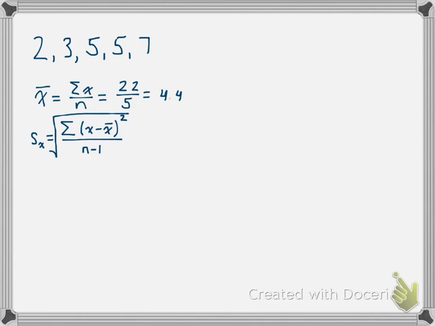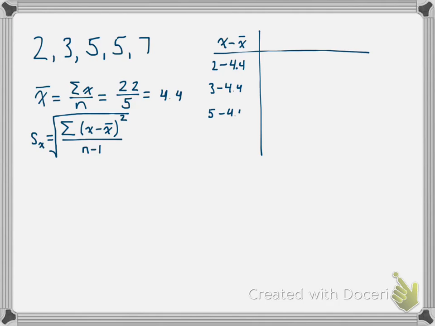So in order to do this, I find it's often helpful to make a bit of a table. I'm going to have the first column be my x minus x bar. The first data value we have is 2. We're going to do 2 minus 4.4. We're going to do 3 minus 4.4. We're going to do 5 minus 4.4 twice.